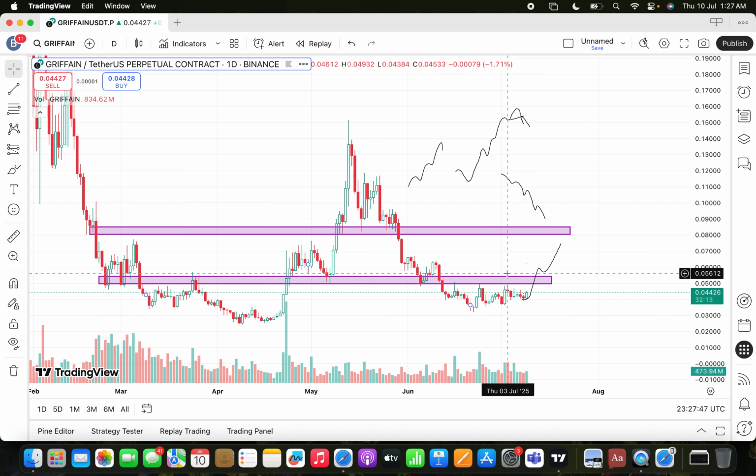What else? I think I've talked about the most important things here. Also, adjusting your stop loss to break even. In my Telegram channel, I mostly say adjust stop loss to entry.